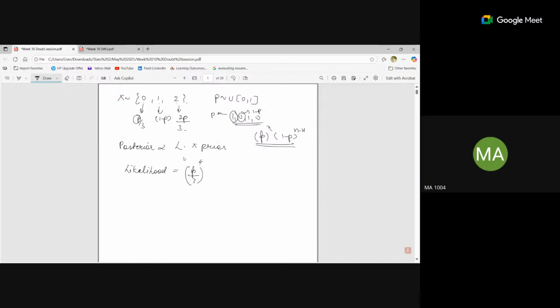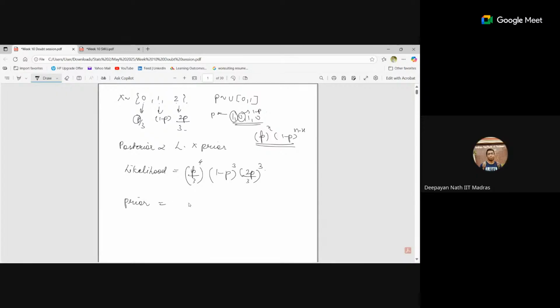It's the same thing. How many times is 0 occurring? That probability is raised to that power. Similarly, how many times is 1 occurring? 3 times. And how many times is 2 occurring? It is also 3 times. So this is my likelihood.